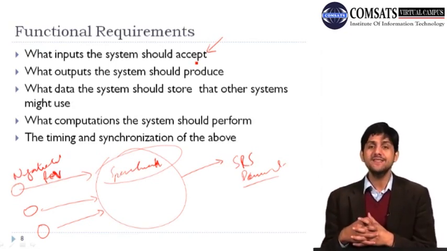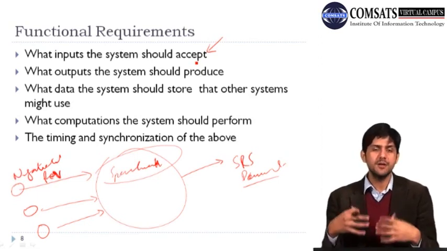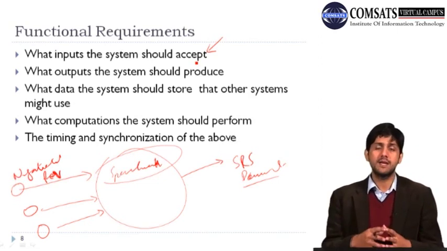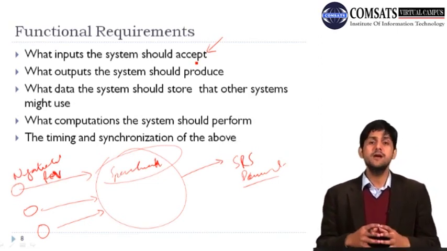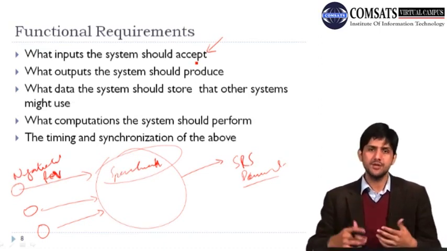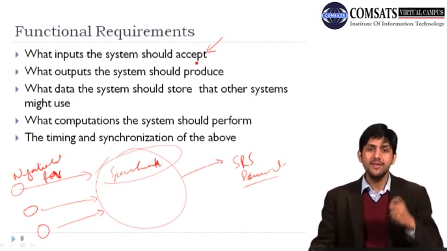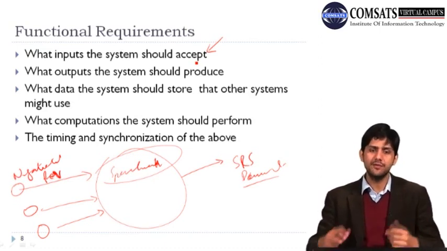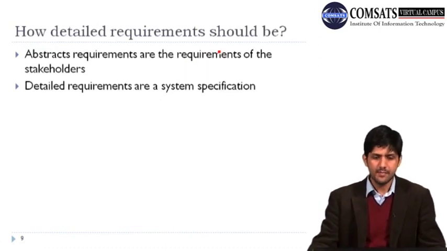Then what computation should the system perform? For example, we need to generate a report of how many students have registered for a particular course. In that case, our system might have to perform some computations. Similarly, in order to authenticate a student, we need certain computation, so that is also part of it. And then the timing and synchronization of all these things is also part of these functional requirements.